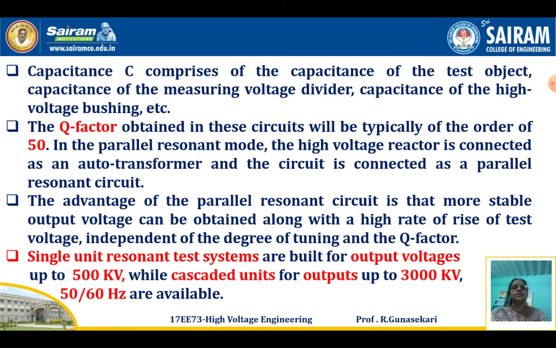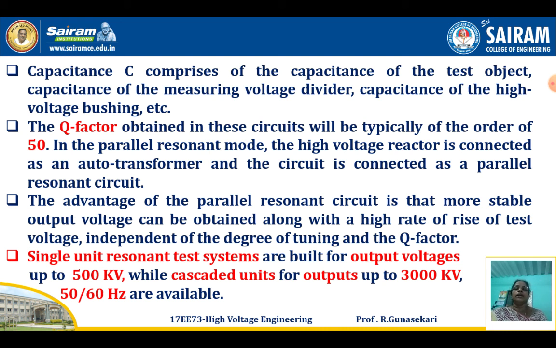The capacitance C, that is the load capacitance, comprises the capacitance of the test object, the capacitance of the measuring voltage divider, the capacitance of the high voltage bushing, etc. That means the capacitance C comprises first the capacitance of the test object, second the capacitance of the measuring voltage divider, third the capacitance of the high voltage bushing. The Q factor obtained in such circuits will be of the order of 50.